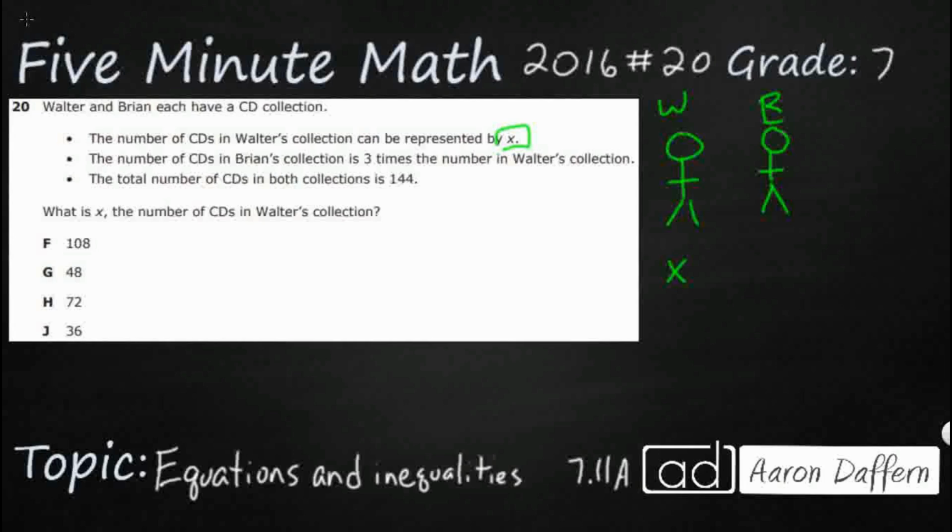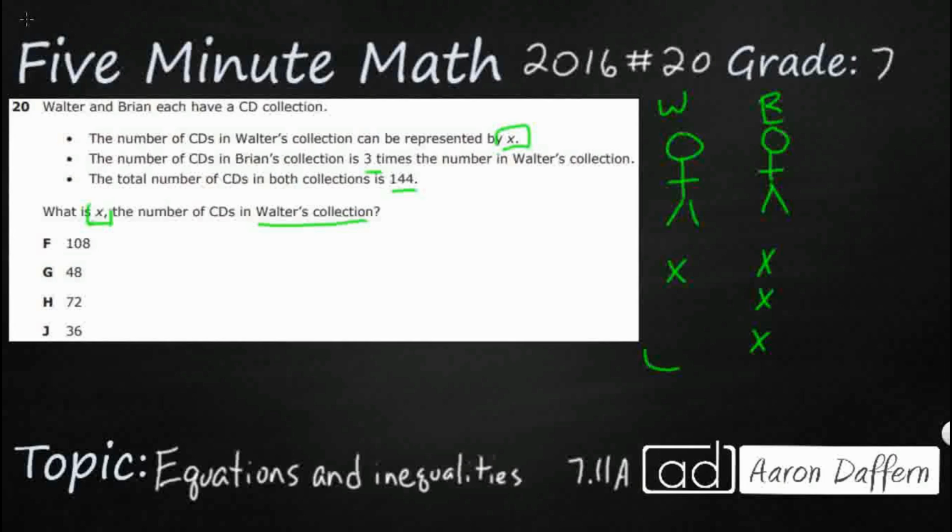And then the number of CDs in Brian's collection is 3 times the number in Walter's collection. So if Walter's got X, I'm just going to put, there we go, 3 times as big. And then the total number of CDs in both collections is 144. And so I'm looking for X, the number of CDs in Walter's collection.